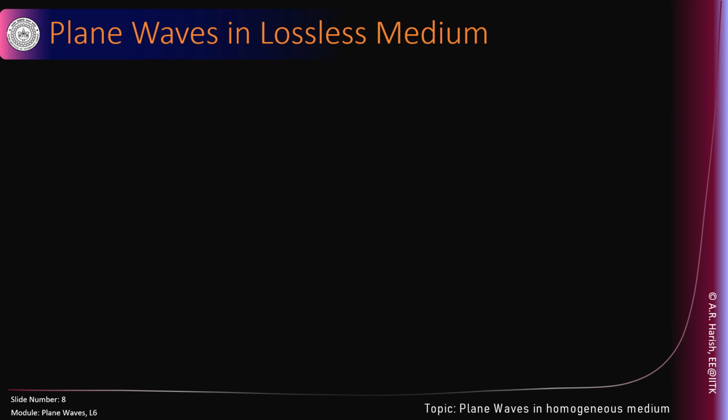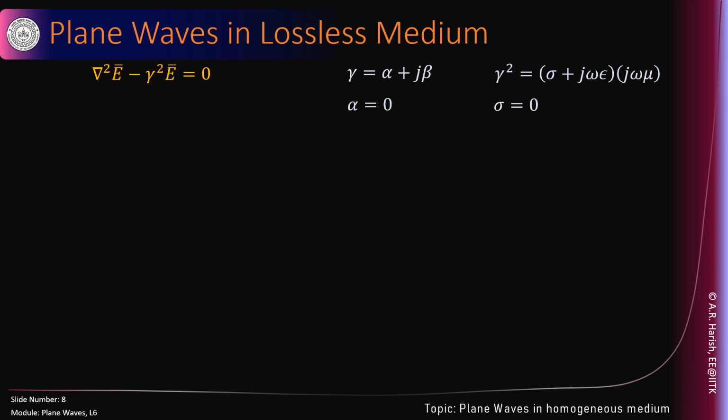So what do we do next? We'll recollect a quick one. Del square E minus gamma square E equal to 0 and gamma equal to alpha plus j beta. Gamma square is sigma plus j omega epsilon times j omega mu. You're getting bored, I know, but let's make it interesting. Let's make sigma equal to 0. What does it represent, sigma equal to 0? It represents a lossless medium.